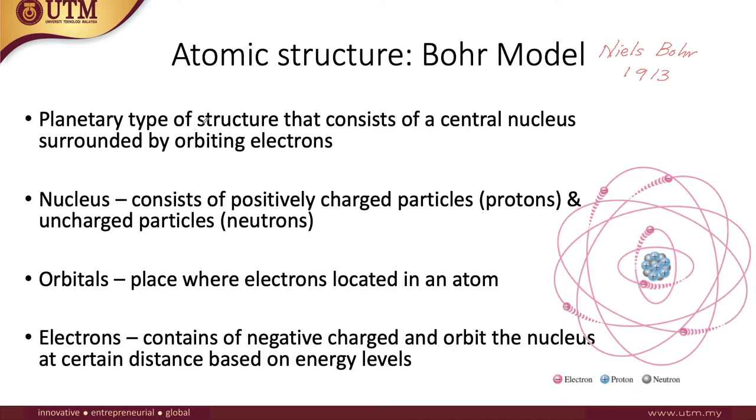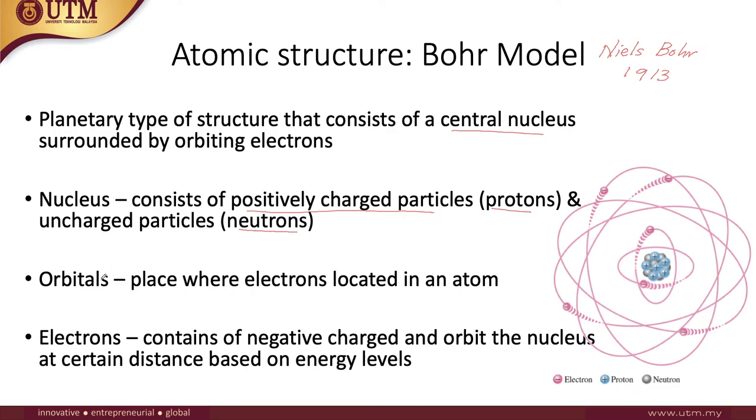It is a planetary type of structure that has a central nucleus surrounded by orbiting electrons. So this is the nucleus. Inside the nucleus, there are neutrons and protons. The nucleus is surrounded by orbiting electrons, and each electron has its own orbit. That is what we call orbiting electrons. The nucleus consists of positively charged particles, which are protons, and uncharged particles called neutrons.